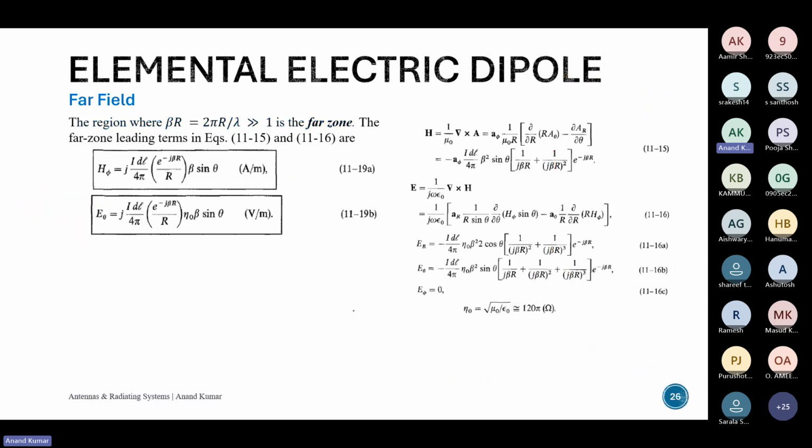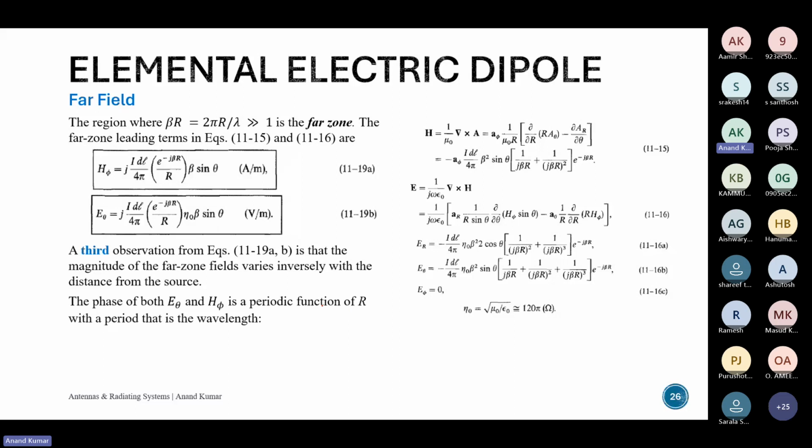Okay, and the third observation. After this, we'll take a break and take questions. The third observation is that the magnitude of these waves in the far field zone varies inversely with the distance from the source, which is very obvious. So the strength of the electric and magnetic fields becomes lower as you move away from the source, from your dipole antenna in this case.